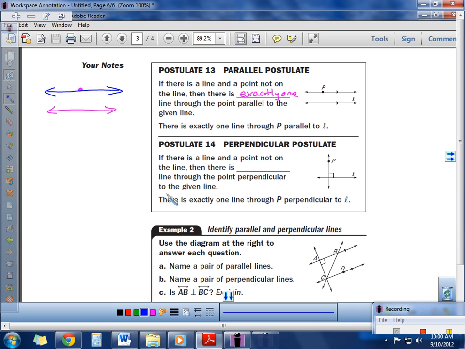This one over here is pretty much the same kind of thing. It's saying if there's a line and a point not on the line, then there's exactly one line through the point perpendicular to the given line. So here's how it's drawn. They have one line drawn, one point given. I want to be parallel to this line and go through that point. Sorry, I want to be perpendicular to this line and go through that point. That means it's going to be this orientation. Only one line can be drawn to go through that point. Good.